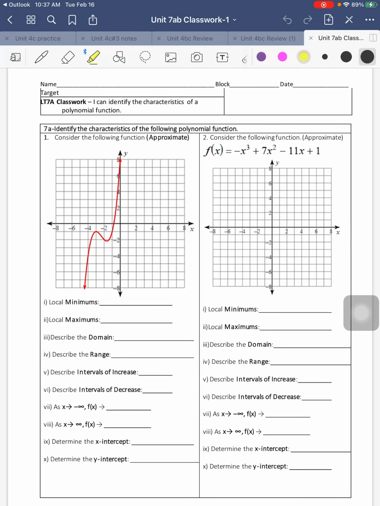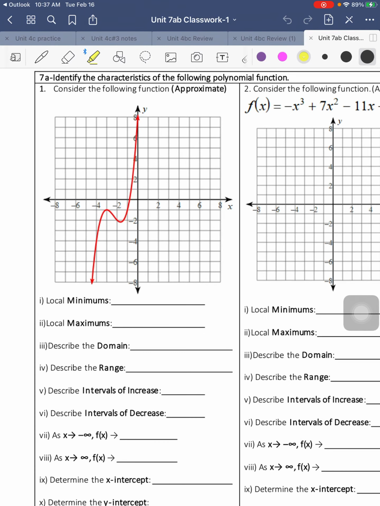All right, 7A, this is 7A practice. So this is working with polynomials. So first we're gonna look at local minimums and maximums.